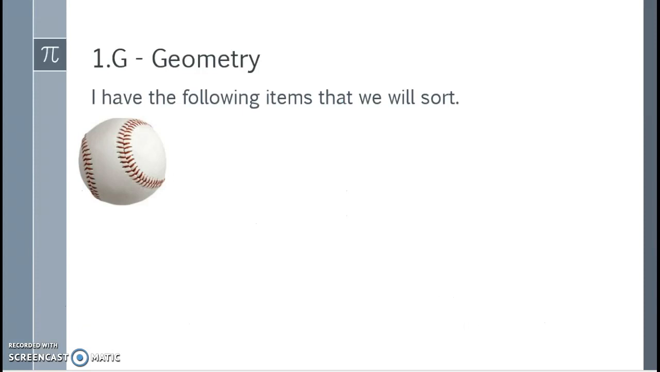So I'm going to sort some following items and talk about them here. The baseball is a sphere. It is round like all spheres. I have an orange. An orange is a sphere because it's round like all spheres. However, it is the color orange, but not all spheres are orange.